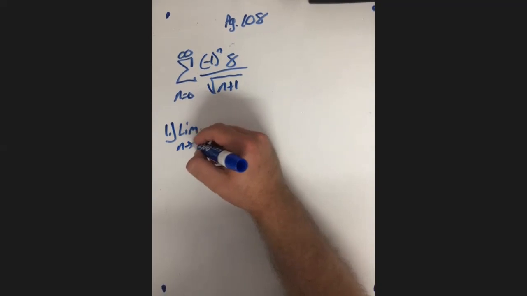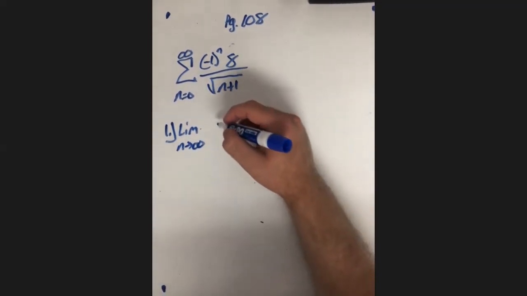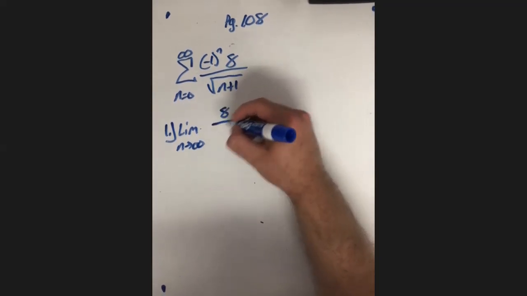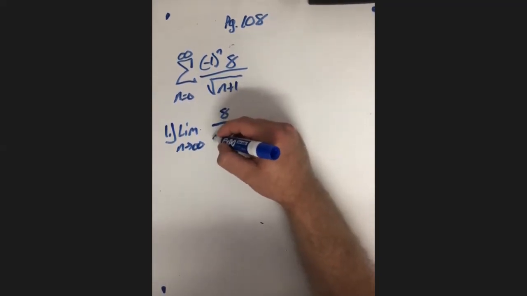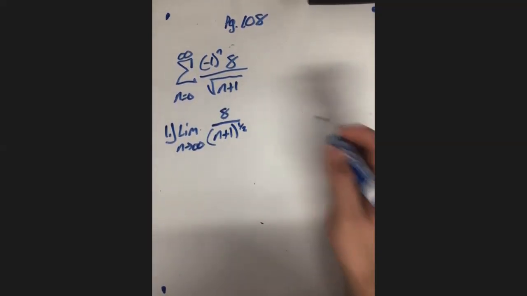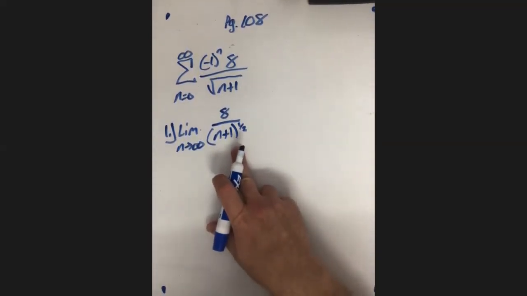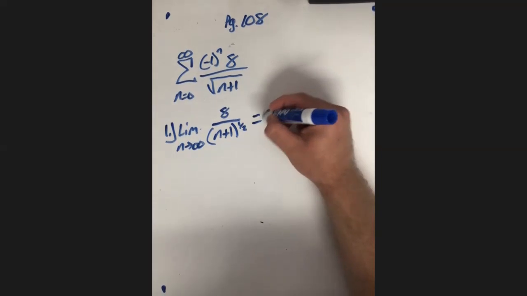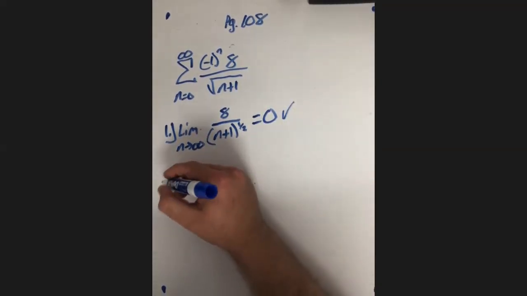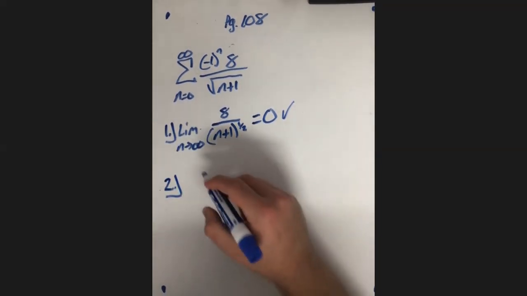As n approaches infinity, I have a number on the bottom and on the top. So 8 over, I'm going to write this very simply, (n plus 1) to the 1/2. So it does have an exponent. By the properties of horizontal asymptotes, if it's bigger on the bottom, it's 0. This does equal 0. That's my first check mark. That means I have to go to the next step.